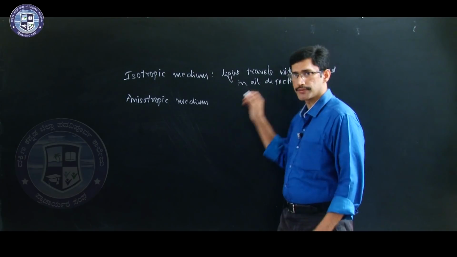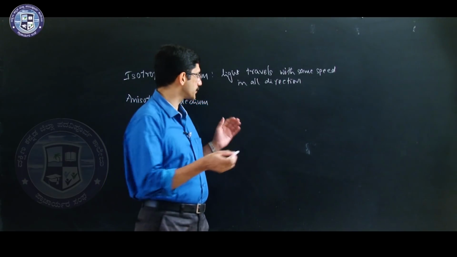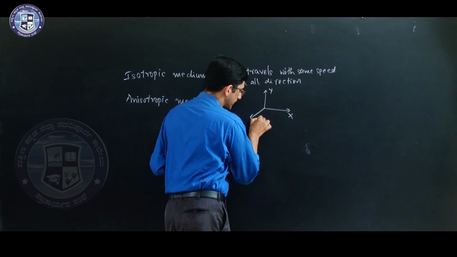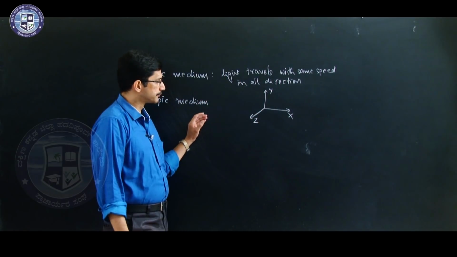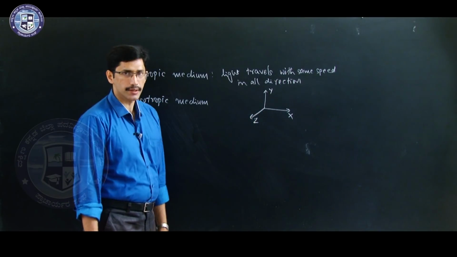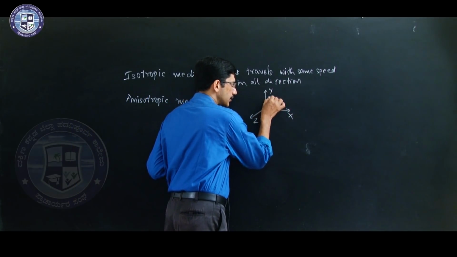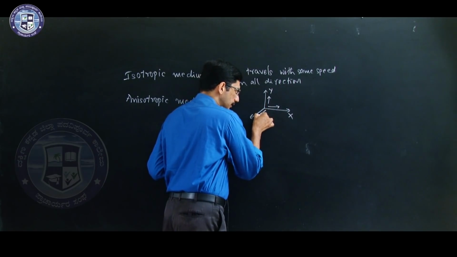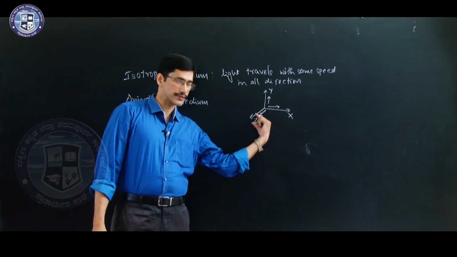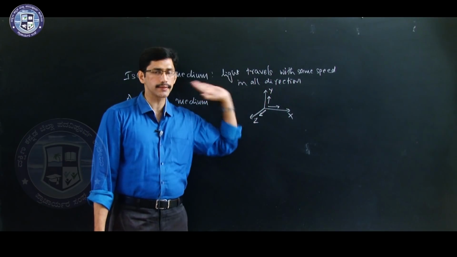Whatever the direction that you consider, you know the Cartesian coordinate system. In a Cartesian coordinate system, there are 3 axes. One is the x axis, the other one is y axis, and the third one is z axis. And these 3 axes are mutually perpendicular to each other. The light may travel along the x direction, or the y direction, or the z direction. Whether the light travels along the x, y or z direction, the speed of light will remain the same in all the 3 directions.